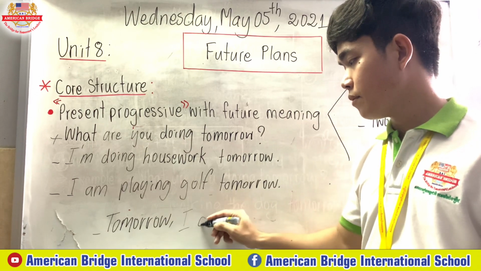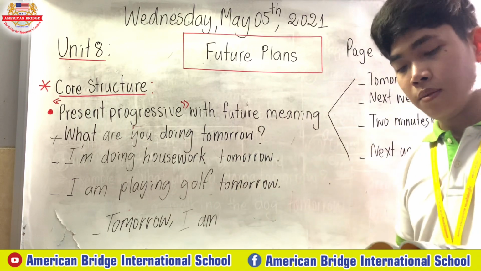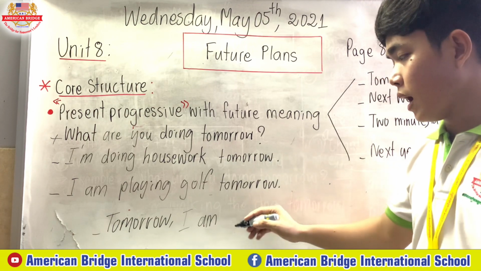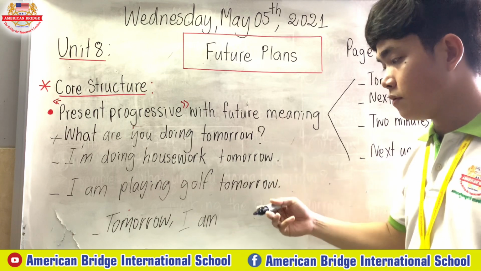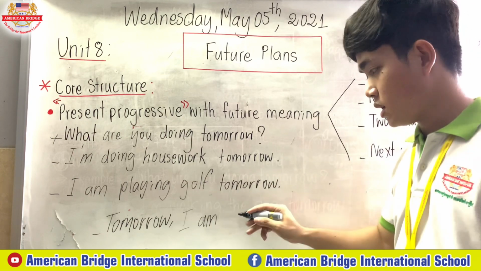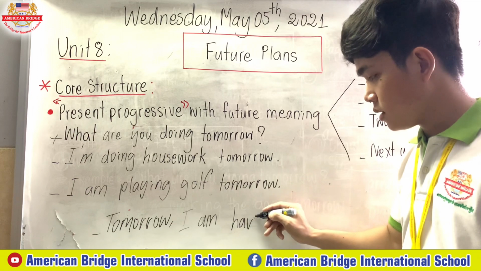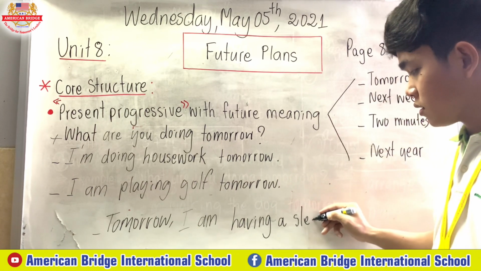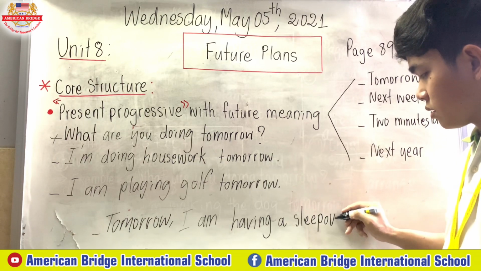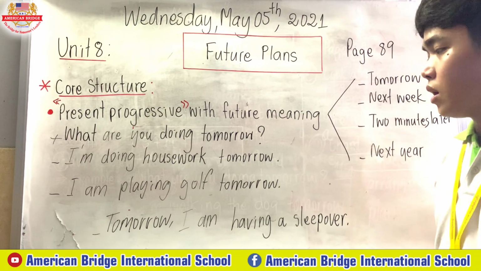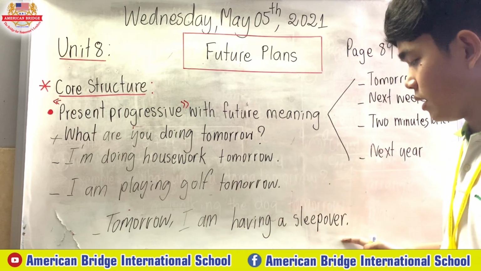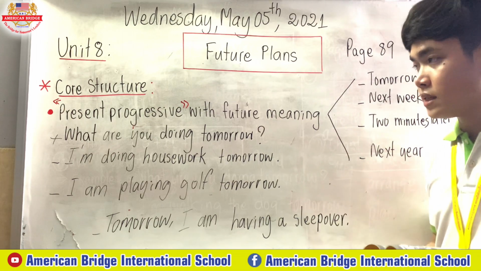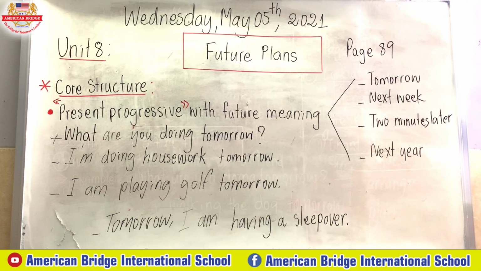I am. Picture letter E is about having a sleepover. I am, have is the verb, right? Have is the verb, so we just add ing. I am having a sleepover. All right. Tomorrow, I am having a sleepover. So everyone, this is about the usage of present progressive.